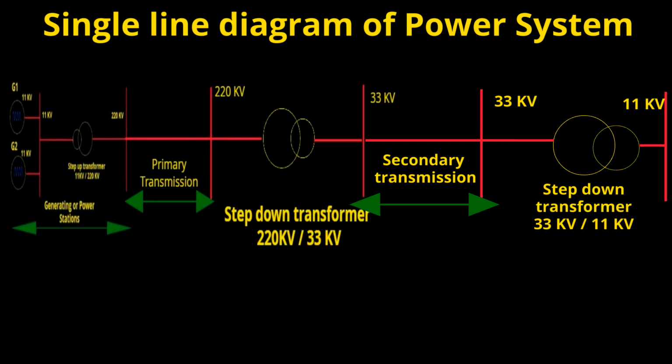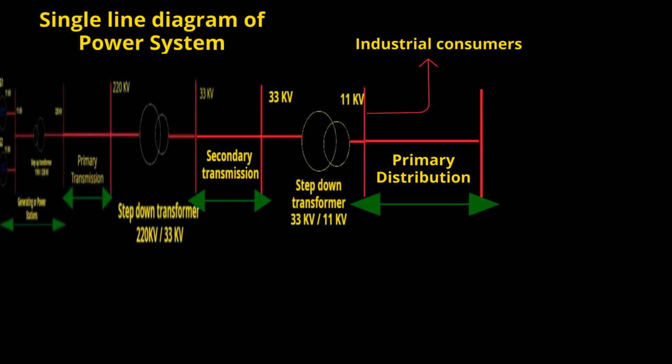These 33 kV voltages are stepped down to 11 kilovolts in transmission substations by using step-down transformers. Usually we can see these substations naming 33 kV by 11 kV substation in our city outskirts. After that, the 11 kilovolts power will be distributed to industrial consumers, and the remaining part of the power is transmitted to distribution substations. At this junction, we can say this as primary distribution.